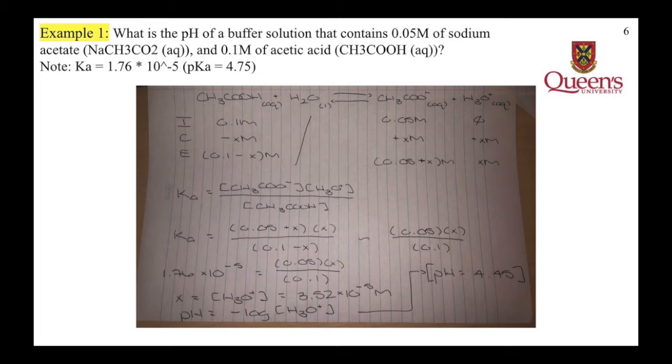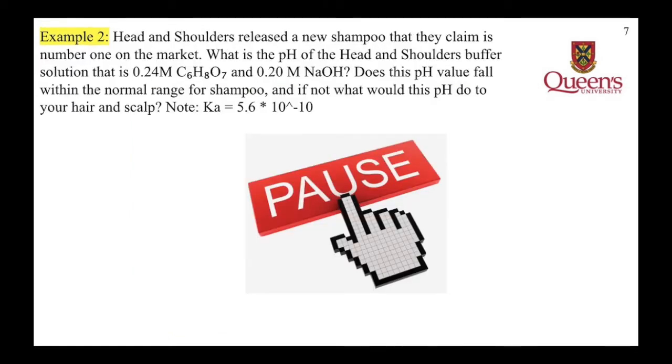Then you fill in your Ka value from the question because it's given, and when you rearrange, you get x, which is equal to the hydronium ion, and it gives you 3.52 times 10 to the negative 5. And then with your pH equation, you do the negative log of the hydronium ion, which gives you your answer of pH equals 4.45. Awesome job with the first question, everyone. Now let's move into the second question.